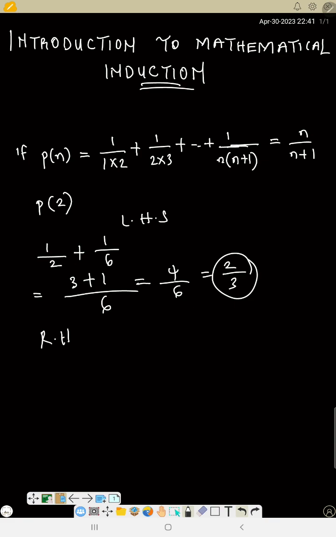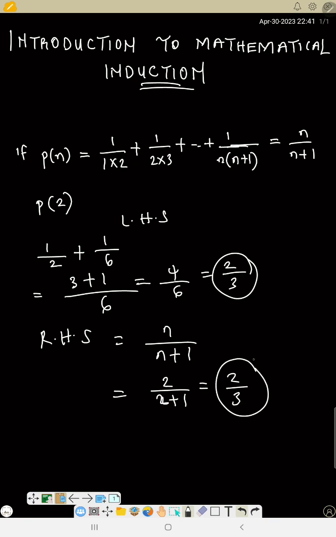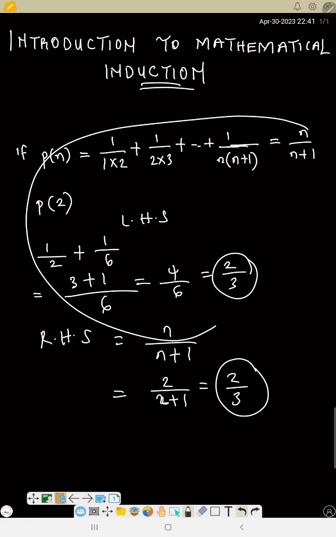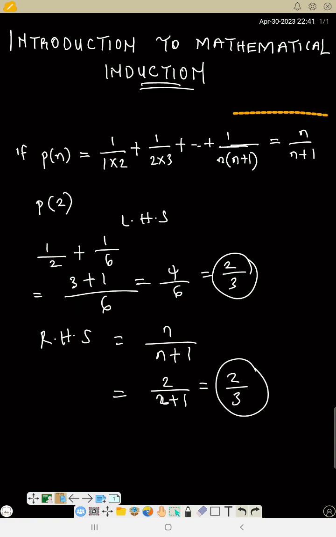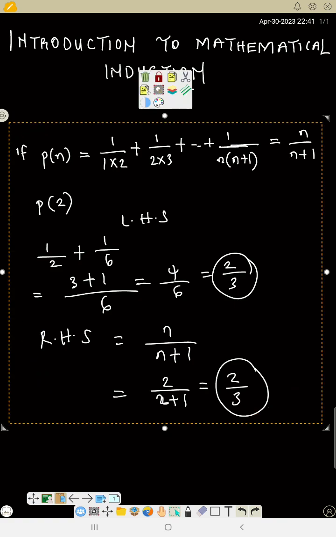So right hand side, we have n over n plus 1. So we want to test P2, meaning n is 2. So that means 2 over 2 plus 1. So that is 2 over 3. So it's true. That means this statement is true. So this video is just to test whether a statement is true or false.